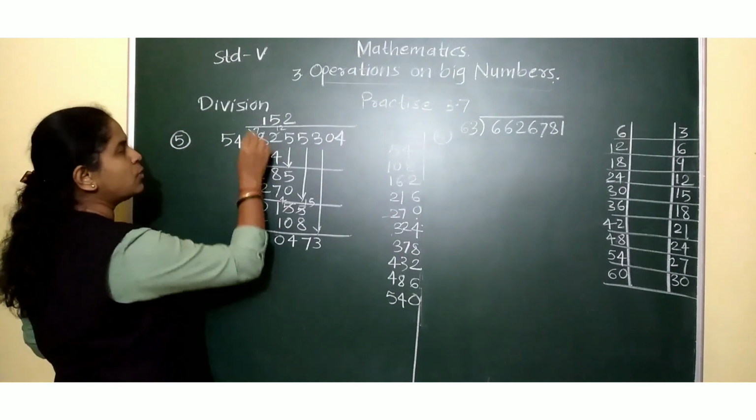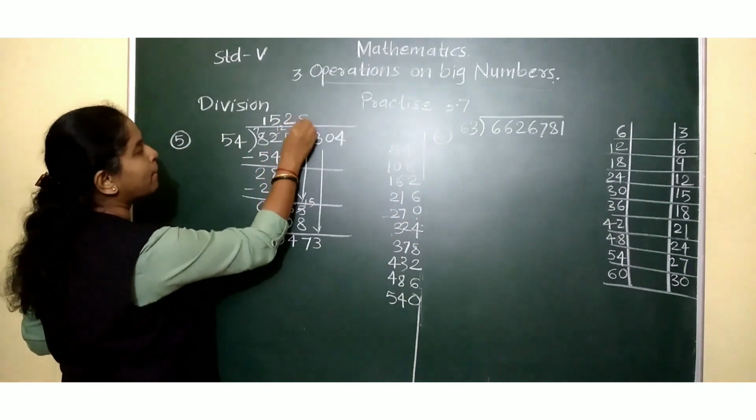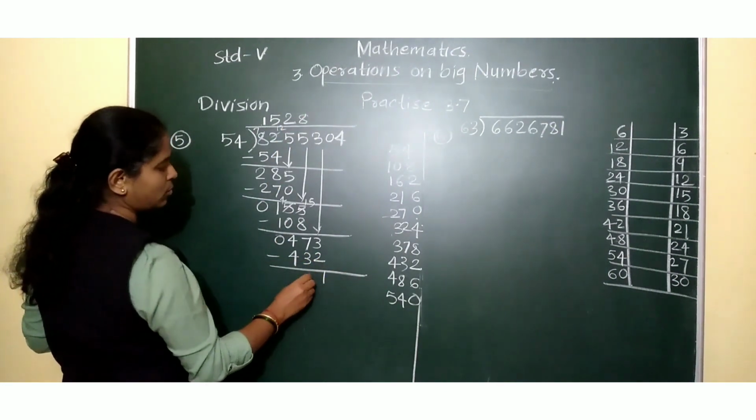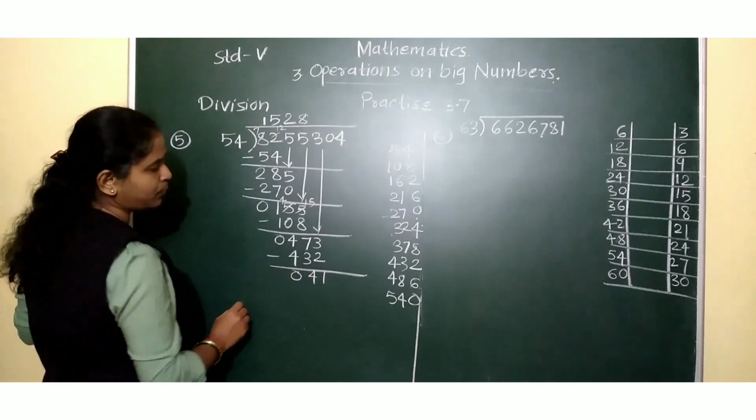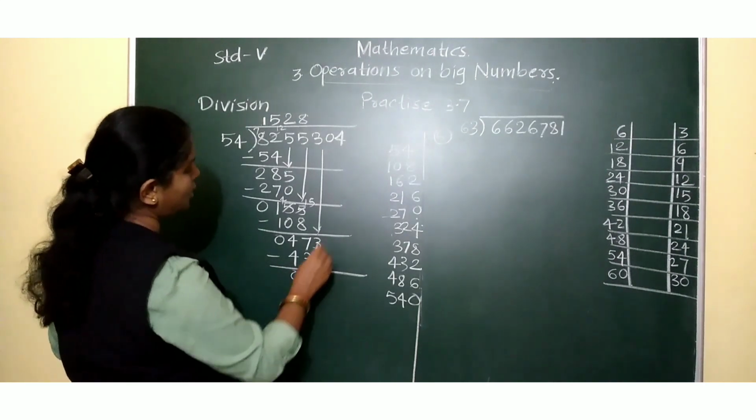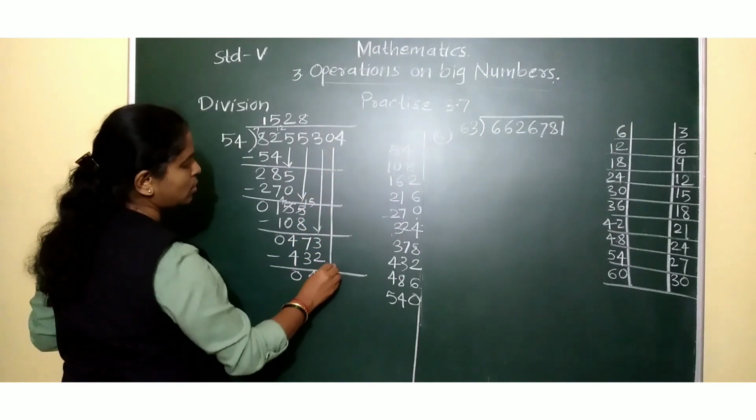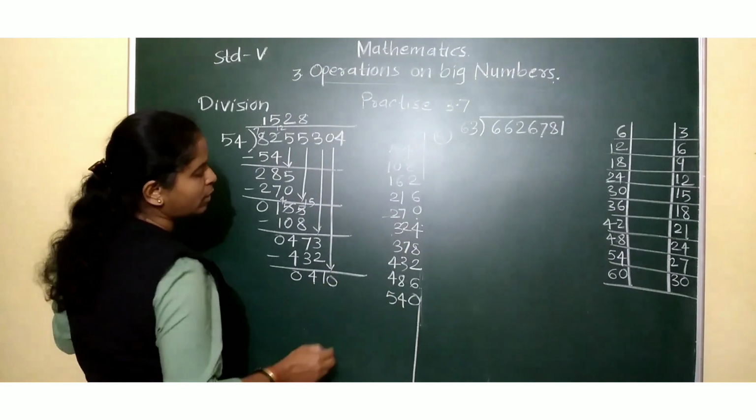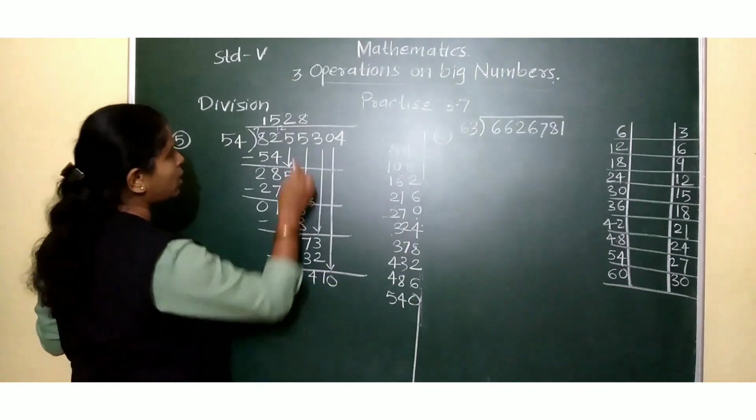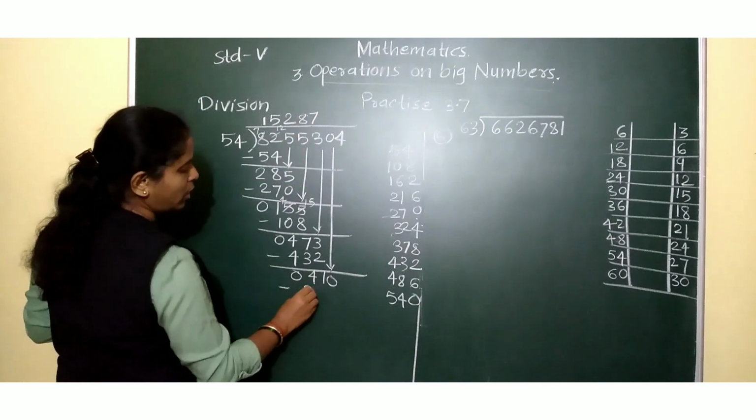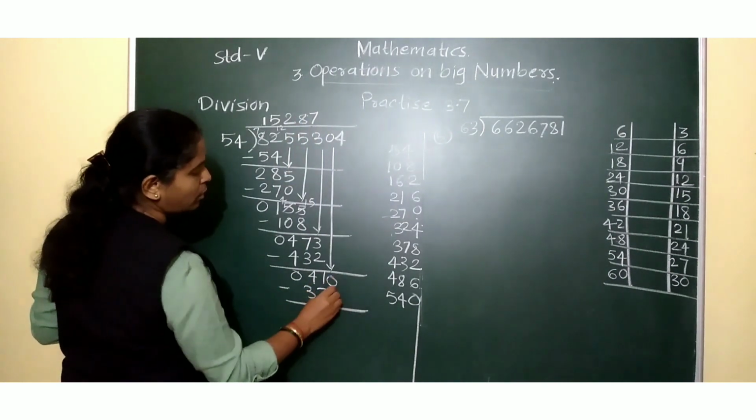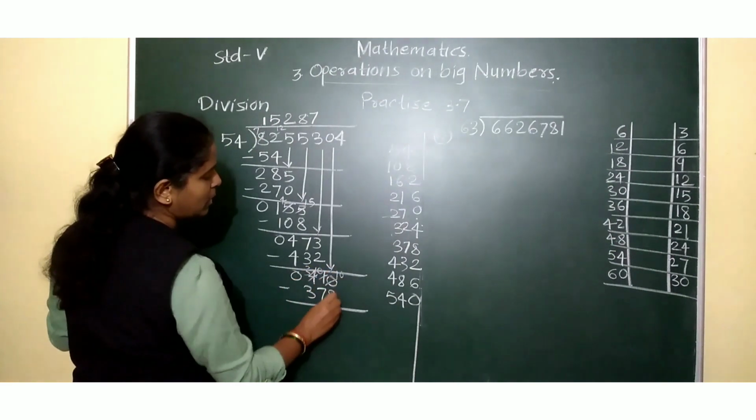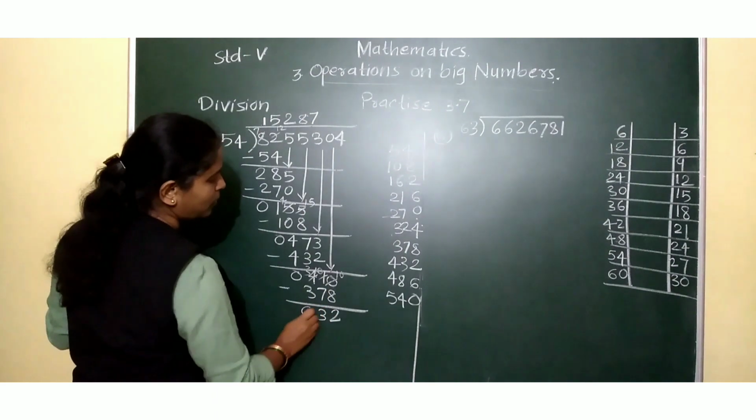432. That is 54 8s are 432. Okay. Now next is this 0. 410. Which number is close to this? 378. That is 7s are 378. 10 minus 8 is 2 and 10 minus 7 is 3, 0.